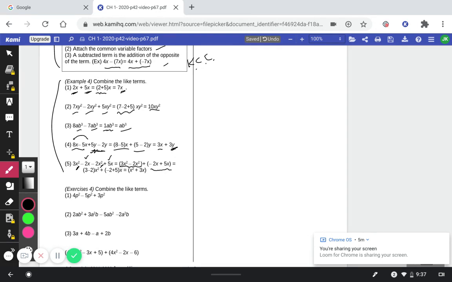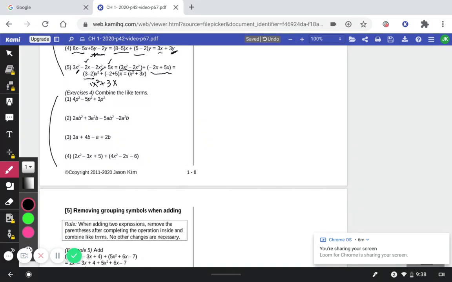So 3x squared minus 2x squared becomes 1x squared. Negative 2x plus 5x becomes 3x. So the answer becomes 1x squared plus 3x. But the 1, you don't have to write it. So many times we just eliminate the 1 and say x squared plus 3x. Okay. Instead of 1x squared.